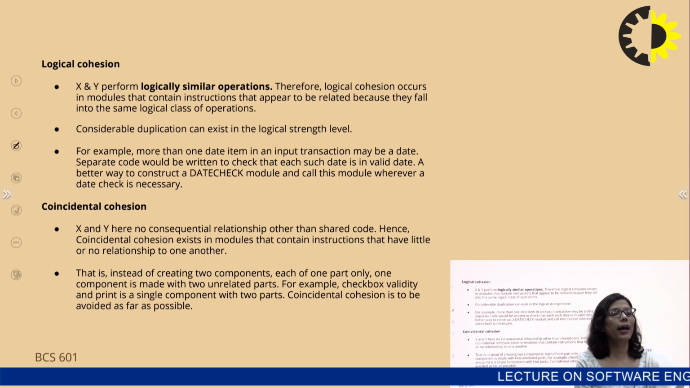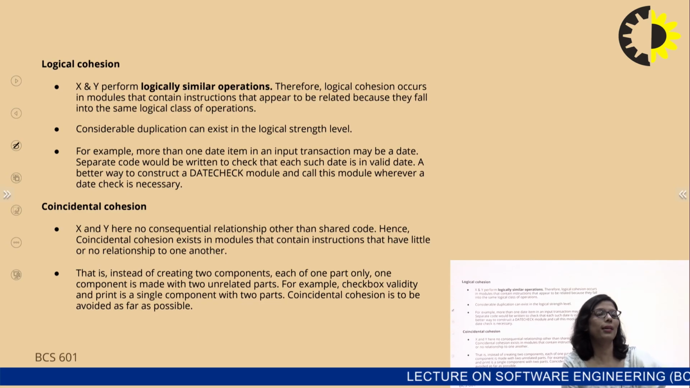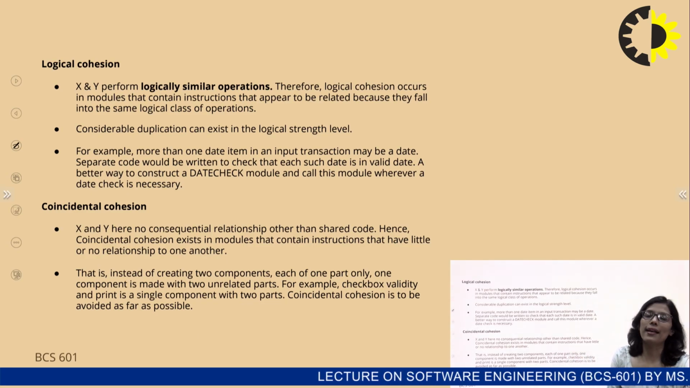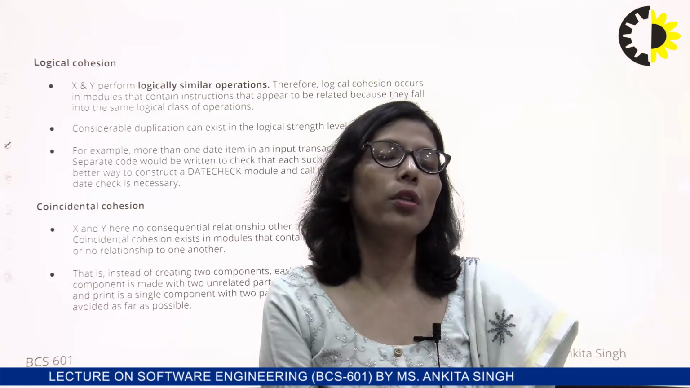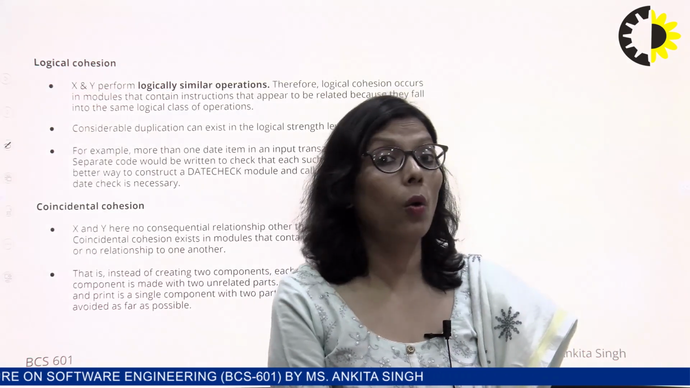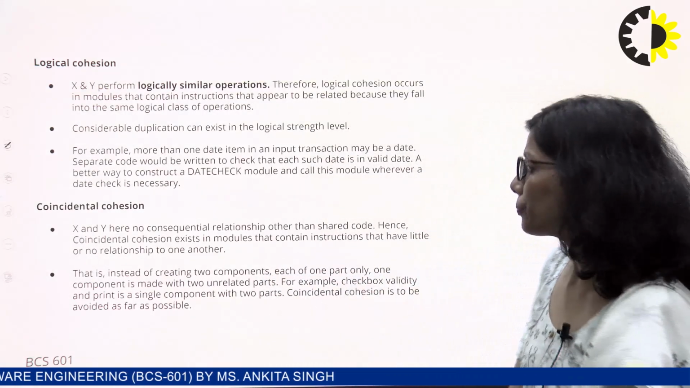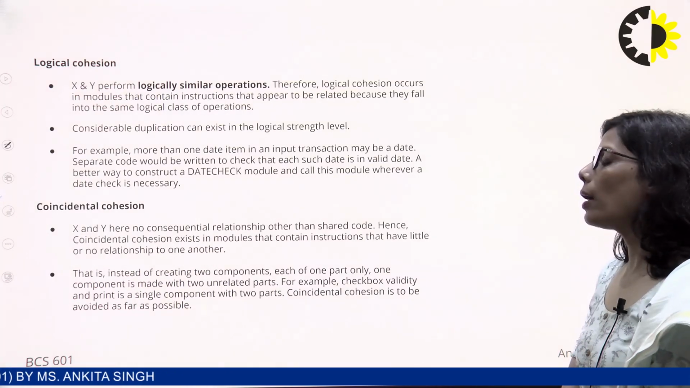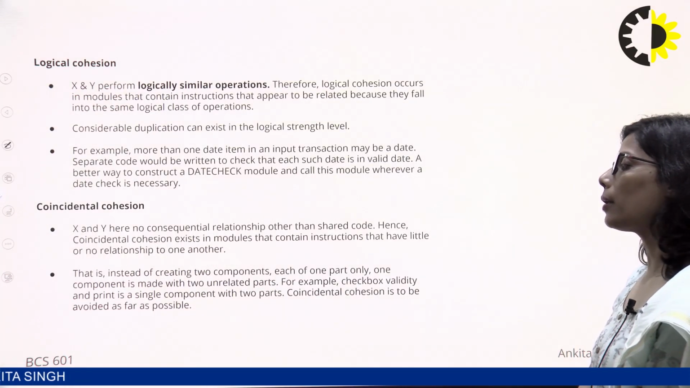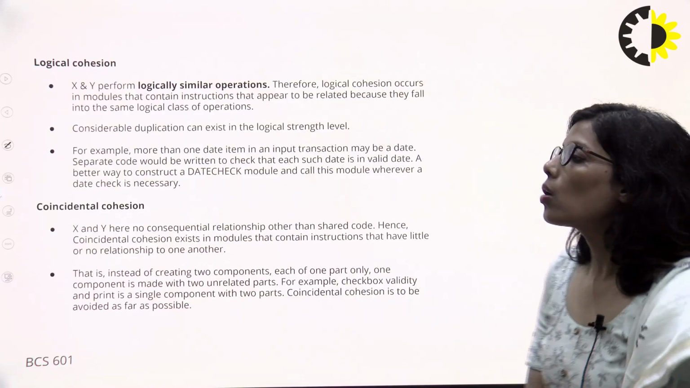Next is coincidental cohesion. X and Y have no relationship with each other, but just by mistake or by accident, or you can say I have many different functionalities and I'm not finding any specific module for them, therefore I club them together into one module. No, this is not required. We don't want that. Instead of creating two components of one part each, one component is made up of two unrelated parts. That is known as coincidental cohesion.